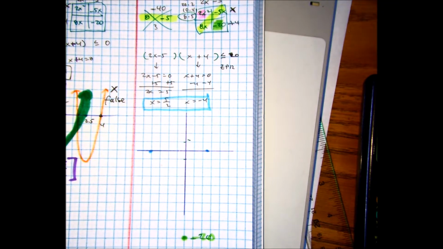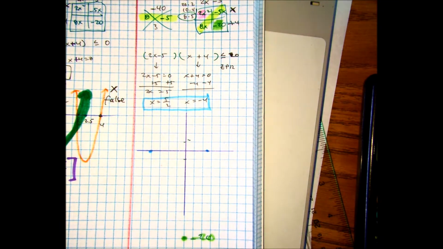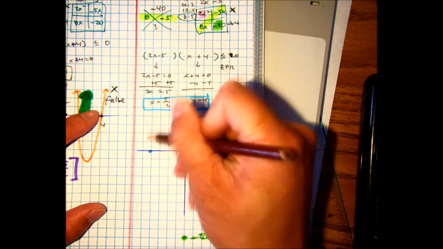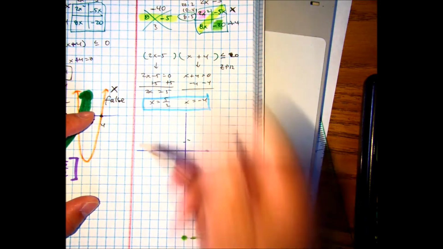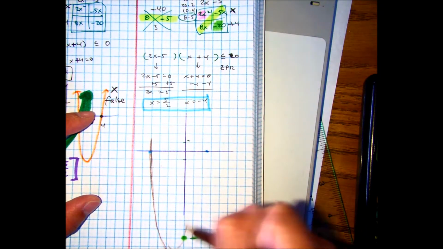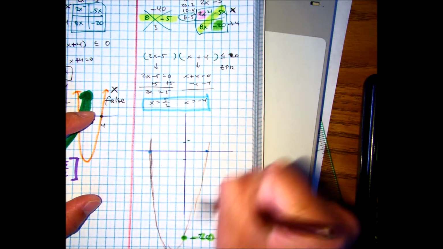Class, does the graph open up or down? Up, because your A value is positive. Sketch. Remember, the y-intercept here is not your minimum. Make sure it is a U.